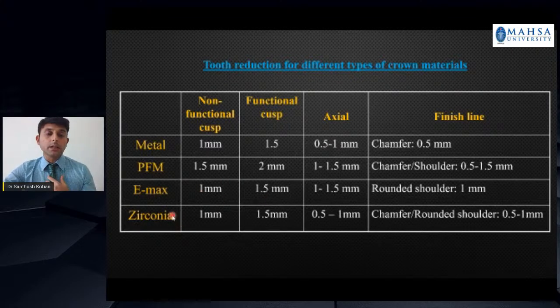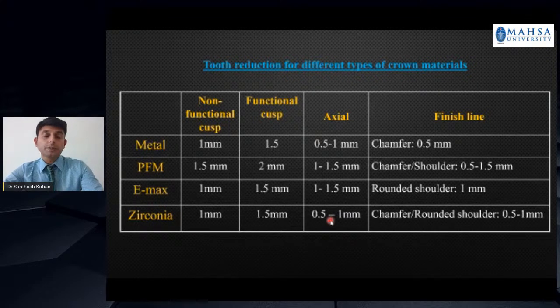Zirconia is a very strong material, as you know, and doesn't need too much thickness, so about 1 to 1.5 mm of occlusal. Axial reduction for metal 0.5 to 1, PFM 1 to 1.5, Emax is also 1 to 1.5, Zirconia a little less, that is 0.5 to 1. Choice of finish line: metal finish line definitely always chamfer.